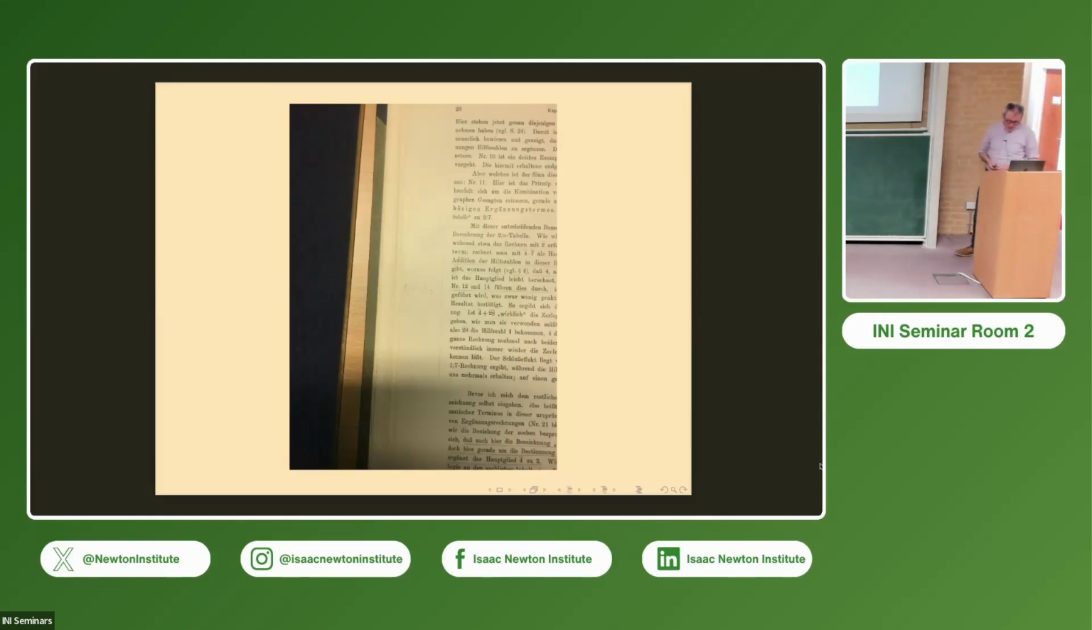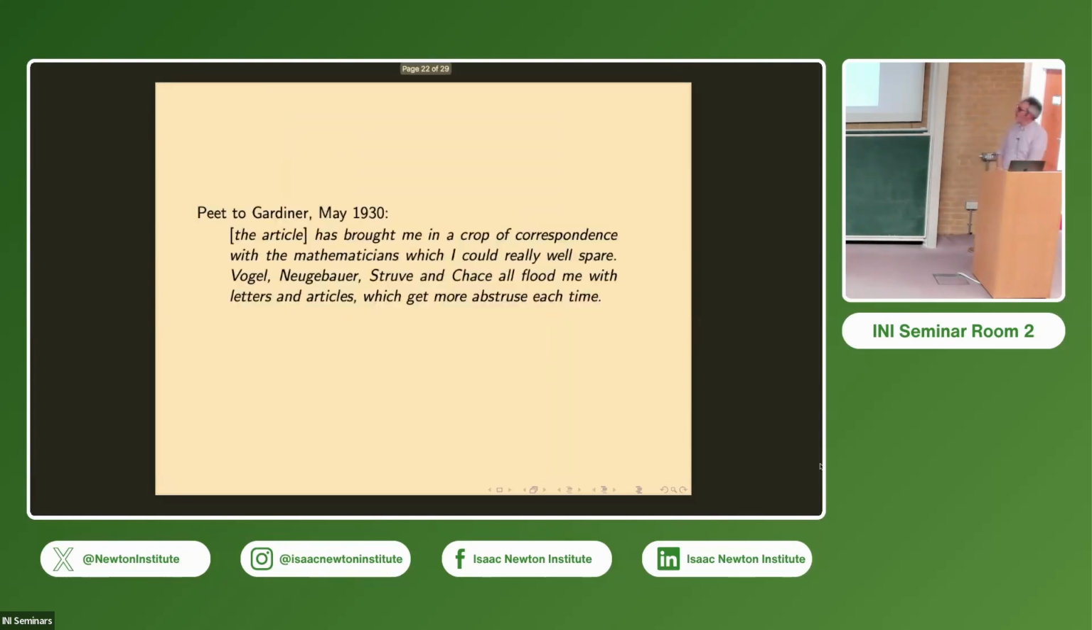Which is not to say that Pete is completely happy with what people are writing on ancient Egyptian mathematics. Elsewhere, he does seem to get quite frustrated. In 1930, he's just published a short article on a point in Egyptian geometry. "This article has brought me in a crop of correspondence with the mathematicians, which I could really well spare. And they get more abstruse every time." I think he's talking about this kind of mathematical speculation, where people are just looking at what's on the page and running with it with a slightly modern problem-solving kind of mathematical mindset.